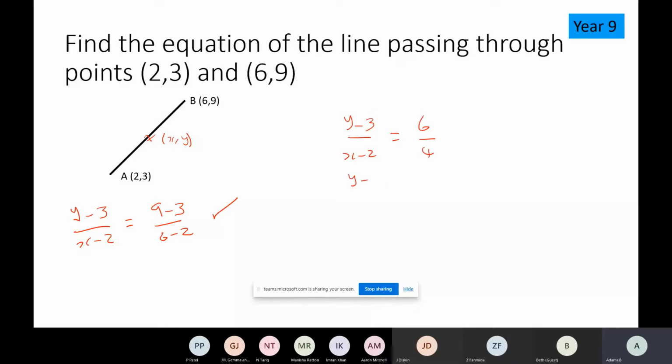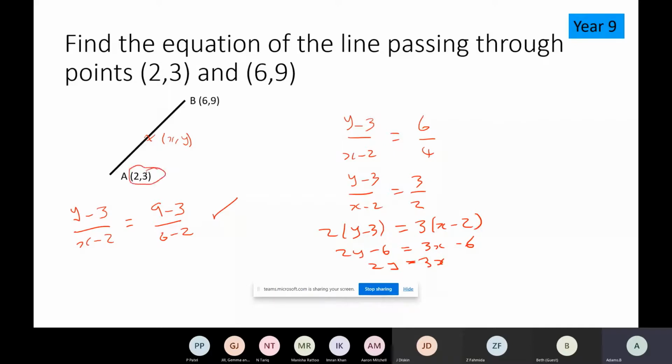We always simplify fractions before we cross multiply. (y minus 3) over (x minus 2) is 3 over 2. 2(y minus 3) is 3(x minus 2). 2y minus 6 is 3x minus 6. So 2y is equal to 3x. Have I made a mistake there? Whether I have or I haven't, the method still holds, and I could check it by making a substitution of one of my points. And actually, no, it looks quite nice to me.